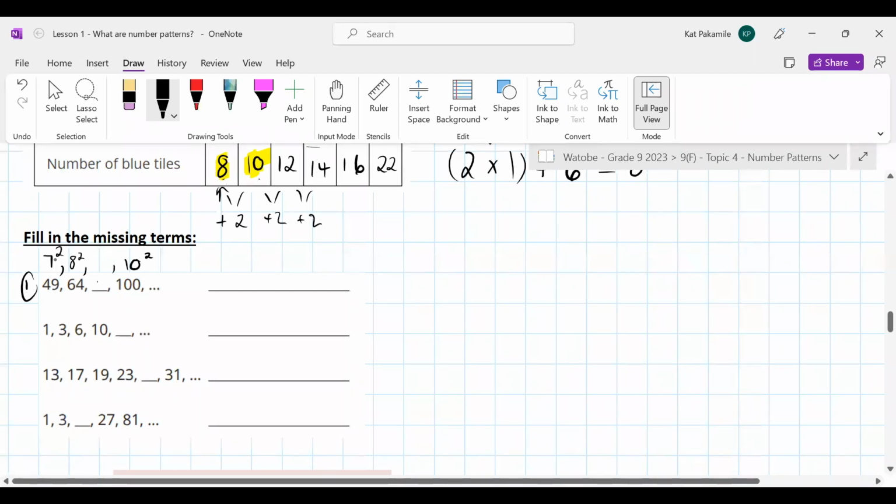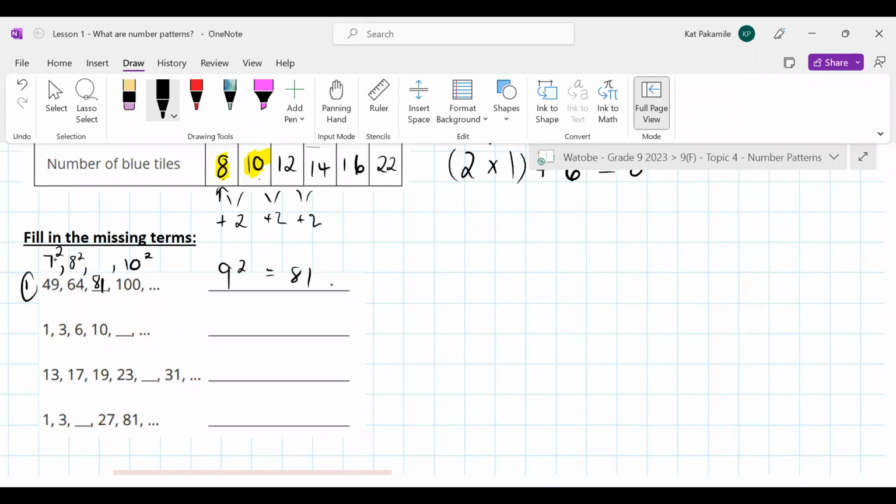So what's missing? There we go. Look, Tepang helped you in the chat. So what's missing is 81, because that would be 9 squared. Okay, guys. So this pattern is special because it is a square numbers pattern. That was interesting. Thanks, Eddie, for unmuting and talking to me.